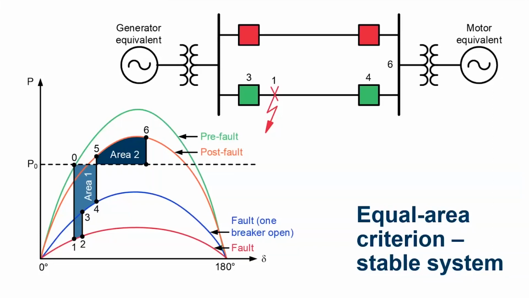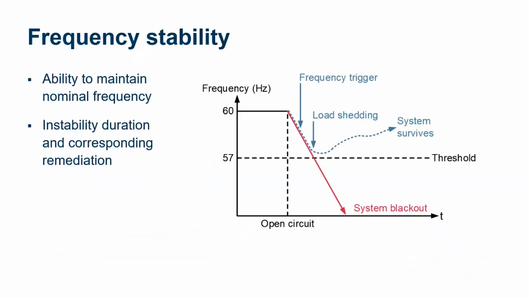of step. To preserve system stability, it is important to keep the accelerating area, shown as area 1, as low as possible. Fast fault clearing reduces this area and enhances system stability, and further RAS action can prevent system-wide outage.